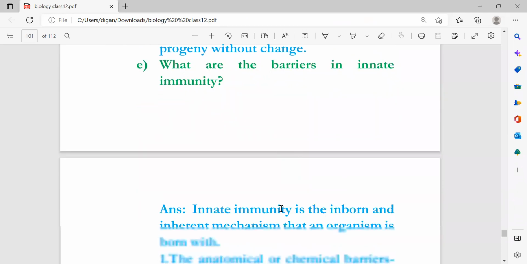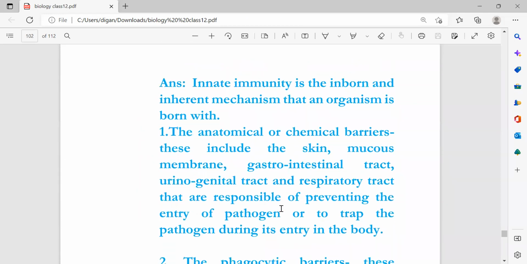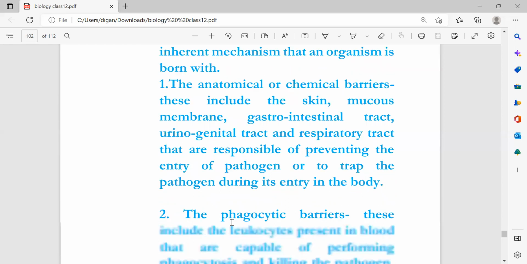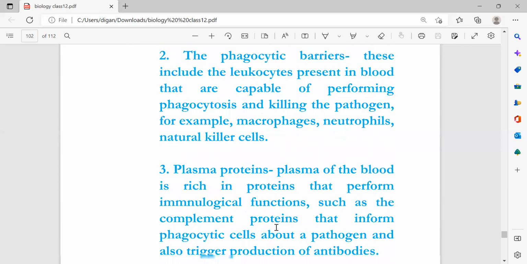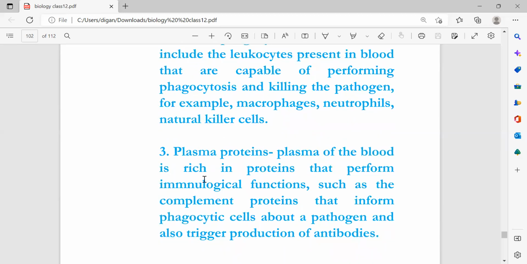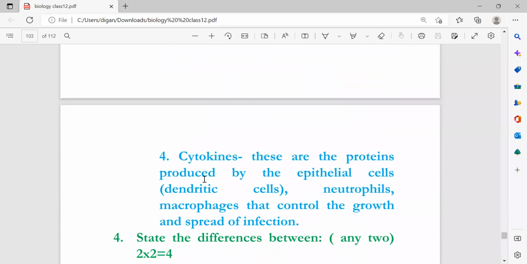What are the barriers of innate immunity? So these are the barriers. Innate immunity means the immunity which is an inborn and inherent mechanism that an organism is born with, and there are lots of barriers. Some of these are anatomical or physical barriers. The second one is the phagocytic barrier. Then the third is the plasma protein barrier. And the fourth one is the cytokine barrier.